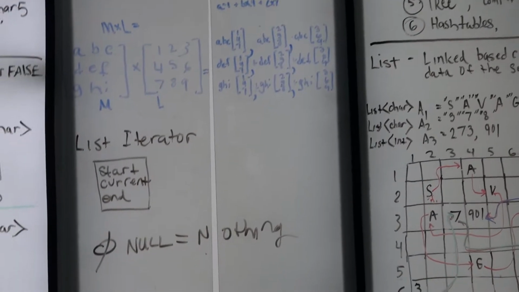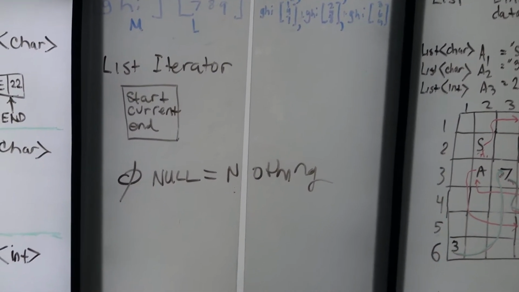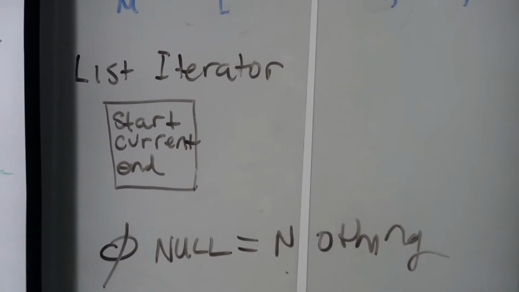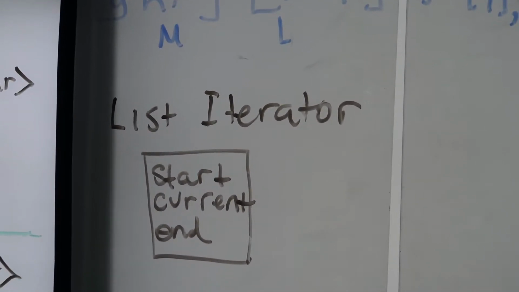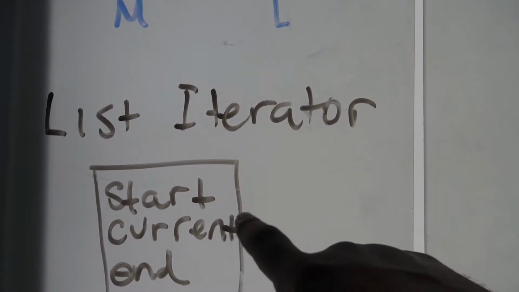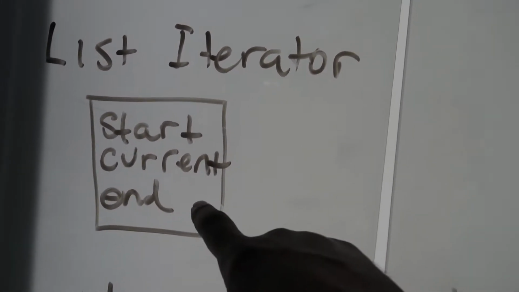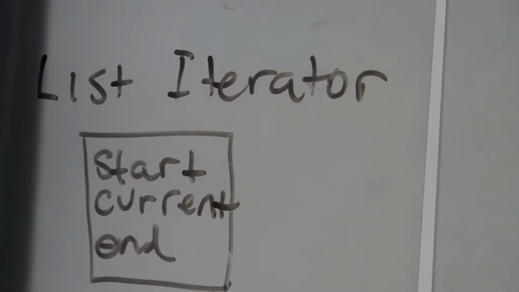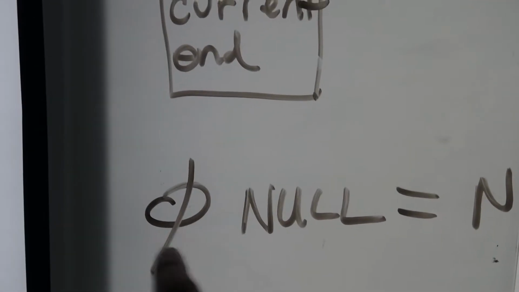When it comes to lists, you can't talk about a list without talking about an iterator, or a way to move around in a list. An iterator will have the start location, the current location, and the end location. The end location could also be represented in the list by using the NULL character.